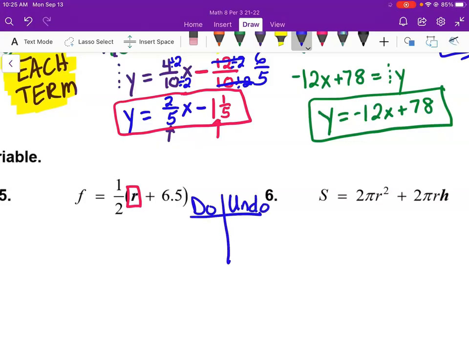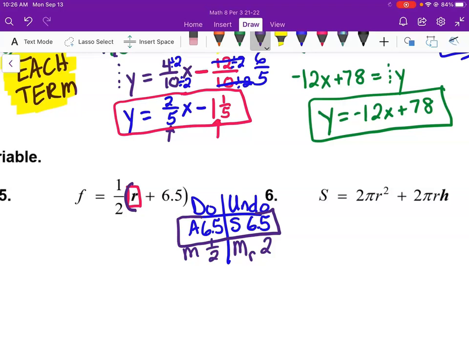So when we set up our do and undo, we still do it the same way. We have r plus 6.5. So we have add 6 5/10. And then we have, it's r times 1/2. So we have multiply by 1/2. Sorry, it's a fraction. If we're multiplying by a fraction, we're going to multiply by the reciprocal. Now this is in a box because it's inside parentheses. So we have to do the multiply and then we're going to do the subtract. Even though we're doing SADMEP, we're actually going to do that twice.